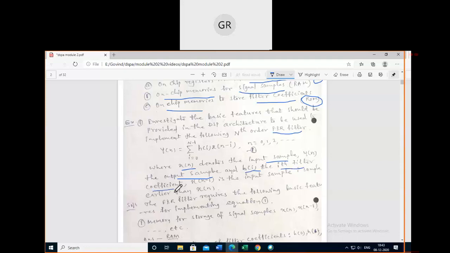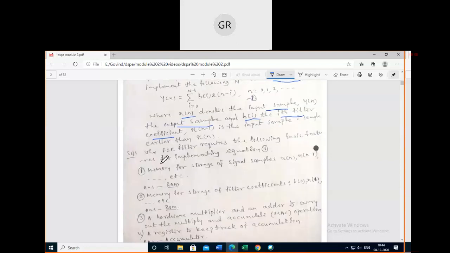then x(n minus i) is the input sample i samples earlier than x(n), that means the previous input sample. Okay, here the solution. Here we can list out what features are needed. The FIR filter requires the following basic features for implementing this equation, y(n) is equal to this equation.